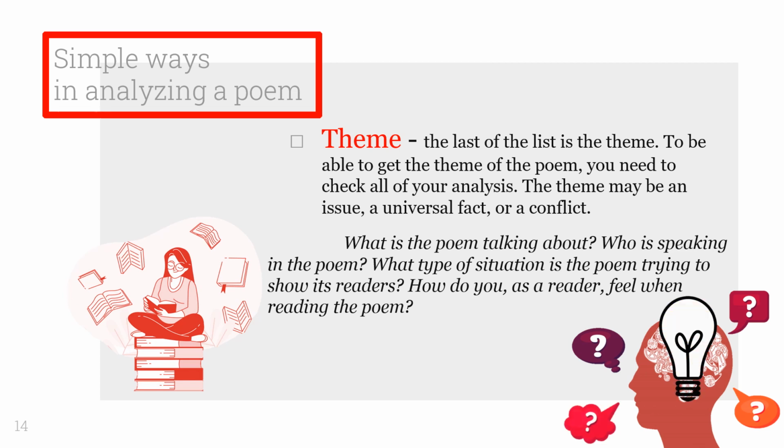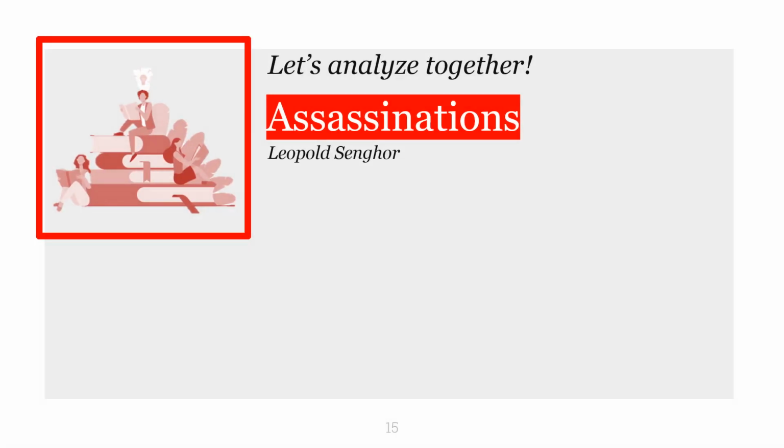Now, the moment that you get all of these and you answer all of these questions, then you will be able to get the theme. Now, the theme can be a word, a general phrase, or even a short sentence. Now let's analyze together. We have Assassinations by Leopold Senghor.